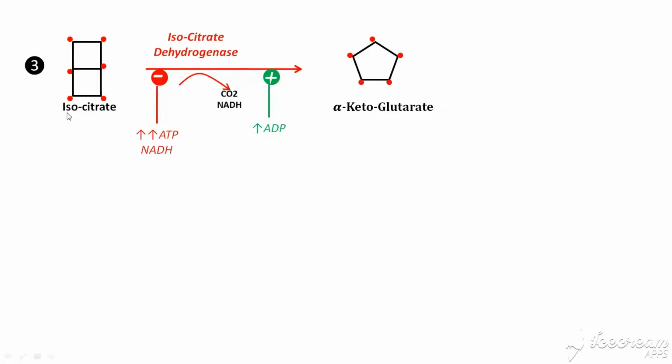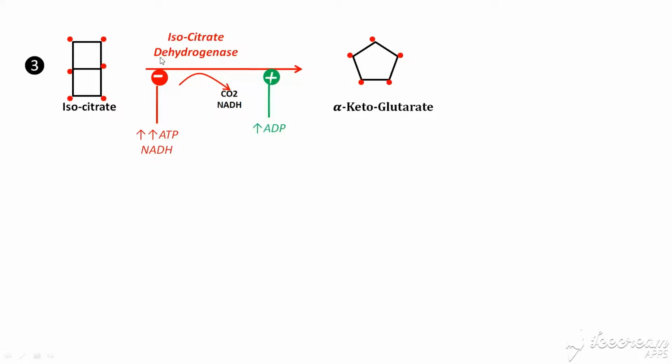The third reaction is going to be the conversion of isocitrate into alpha-ketoglutarate, and this is going to be catalyzed by the enzyme isocitrate dehydrogenase. Now, as you can see, isocitrate has 6 carbons, while alpha-ketoglutarate has 5 carbons. So the carbon that's going to be lost from isocitrate is going to be in the form of CO2.